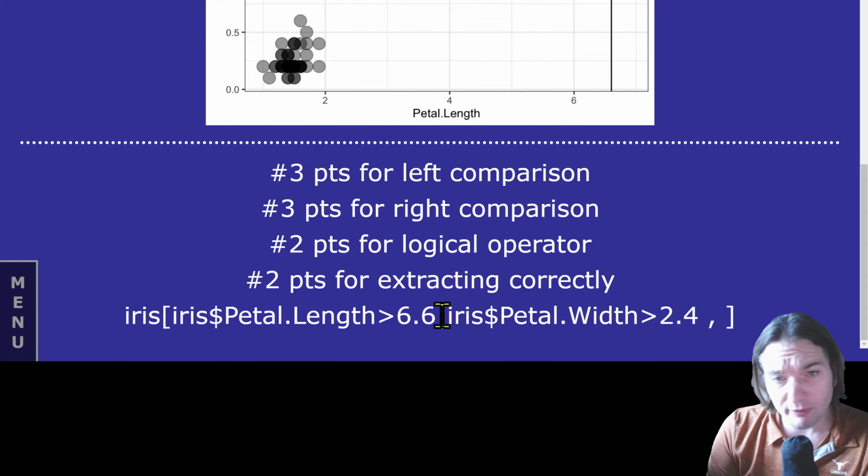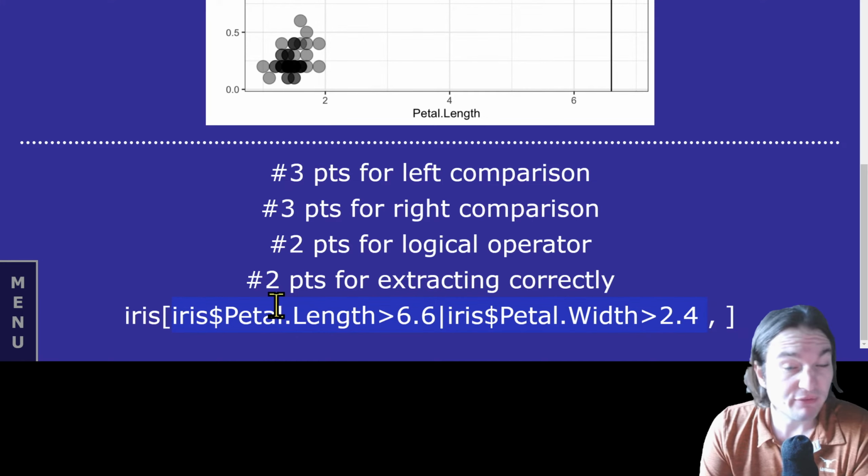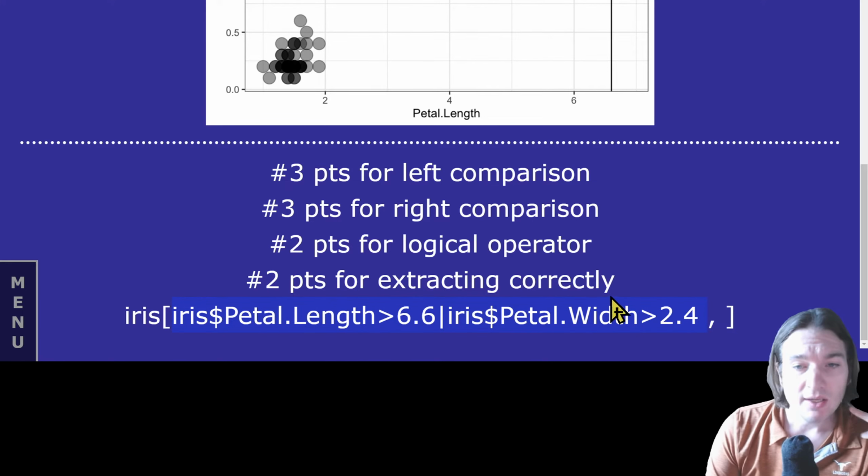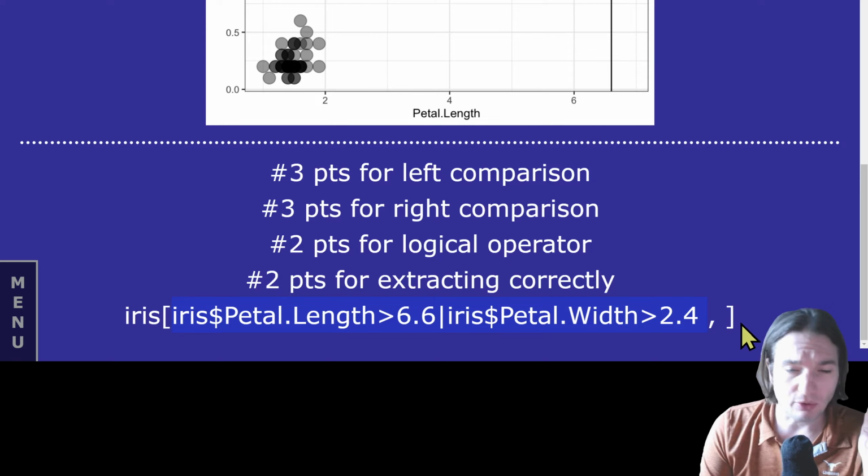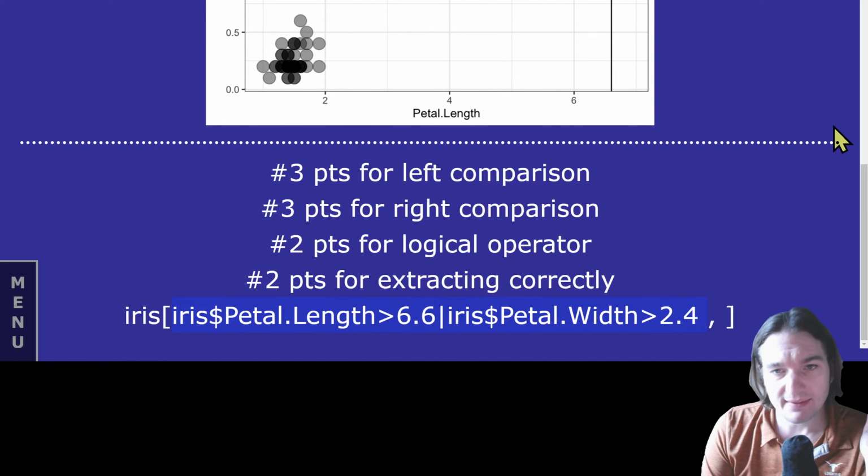And then there's an or symbol because I'm saying that this should be true or this other comparison should be true. I then use all of that logic, that resulting logical object, that is length 150 because that's how many rows iris has, and use that logic to control an extraction. Nice and simple.